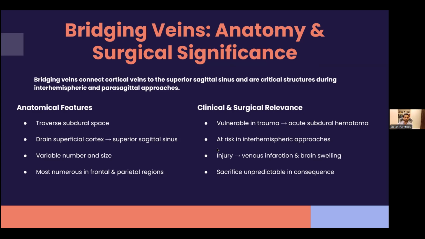They typically are encountered during interhemispheric approaches, parasagittal meningioma resections, and falx-based lesion surgery. Unlike arterial occlusion, which can produce predictable territorial infarction, if you coagulate a small bridging vein to improve corridor access, for example, that can result in progressive venous congestion, capillary hypertension, blood-brain barrier breakdown, and vasogenic edema.